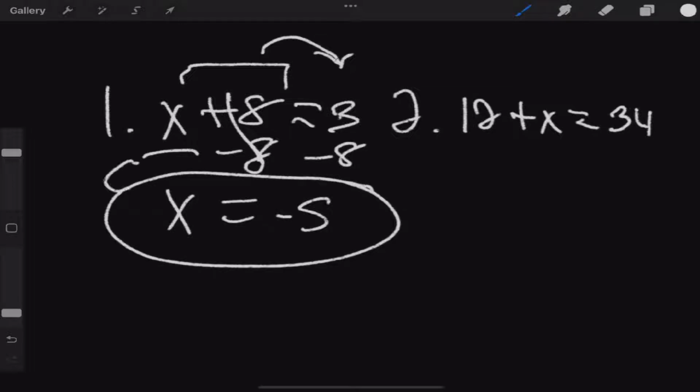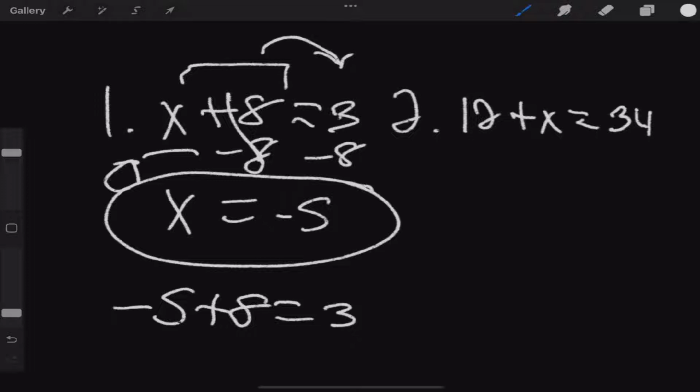And if we, again, plug it back in, negative 5 plus 8 equals 3. And that right there is how we're going to be solving our one-step equation using the subtraction property of equality. It's pretty simple, pretty much the same thing as addition.